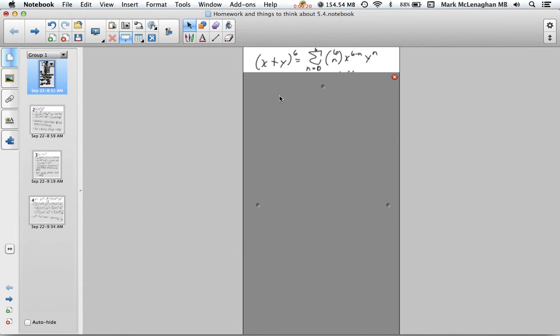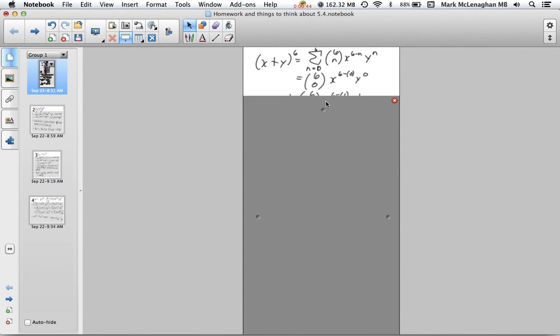Right, so first we're going to look at the expansion of (x plus y) to the exponent 6. If we use our summation notation, we get the sum from n equals 0 to 6 of 6 choose n, x to the 6 minus n, y to the n. You can also put r instead of n; it's just a mistake on my part.